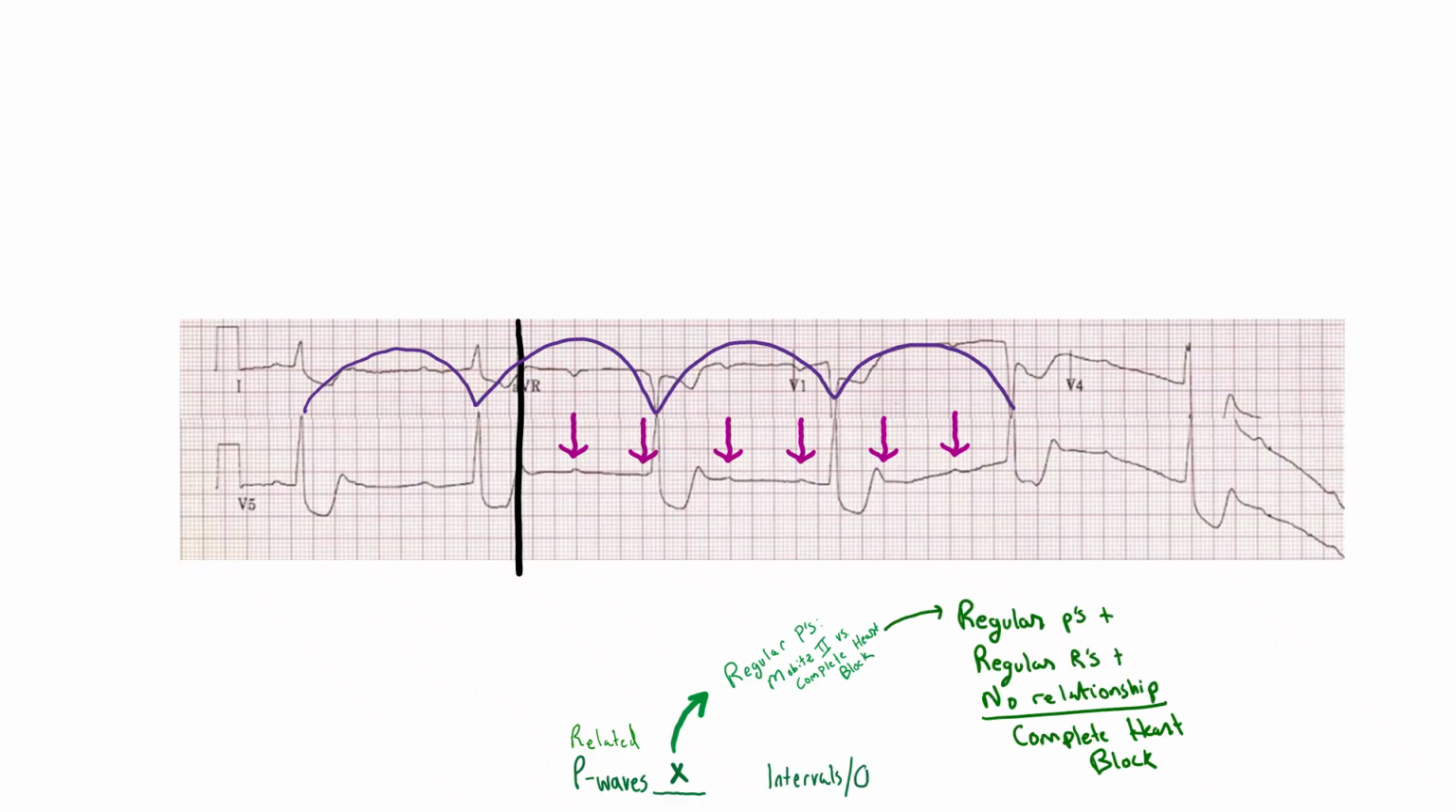Now, let's move on to intervals. The QT looks like less than half the RR interval, which gives us a sense that it's normal, and the QRS looks narrow, less than 3 small boxes.